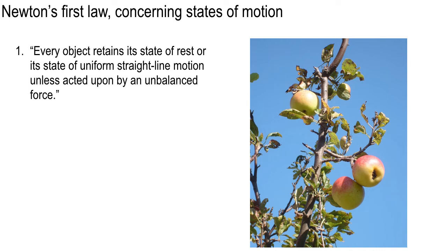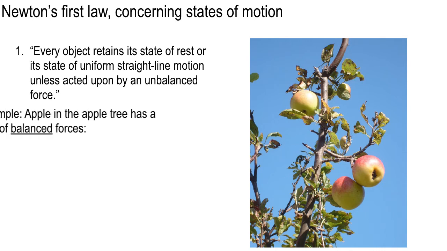Okay, now notice there it says unbalanced. So what that implies is that if the forces are balanced, like two vertical forces that balance, then you're still in uniform straight line motion. So that means constant velocity and constant direction.